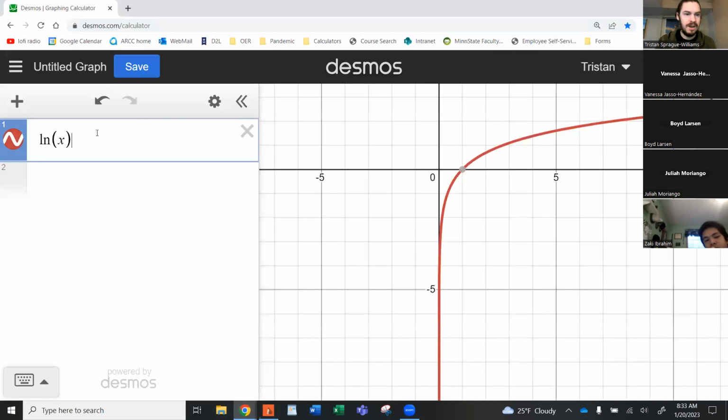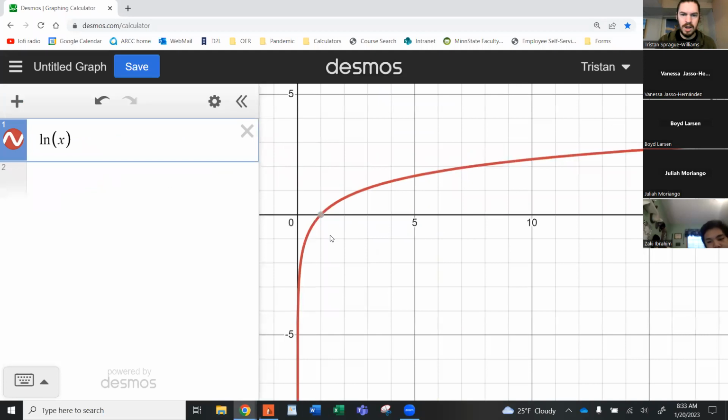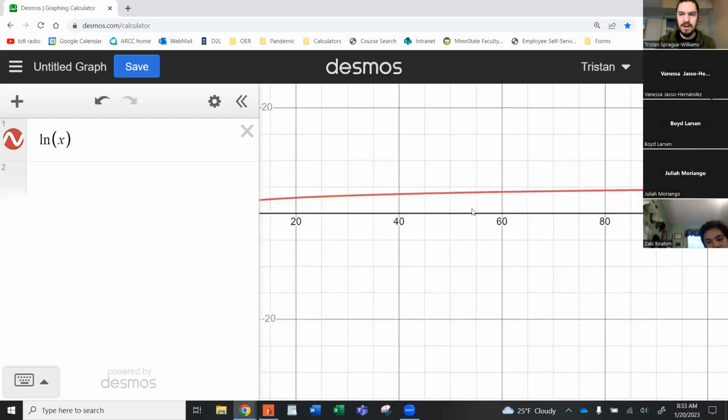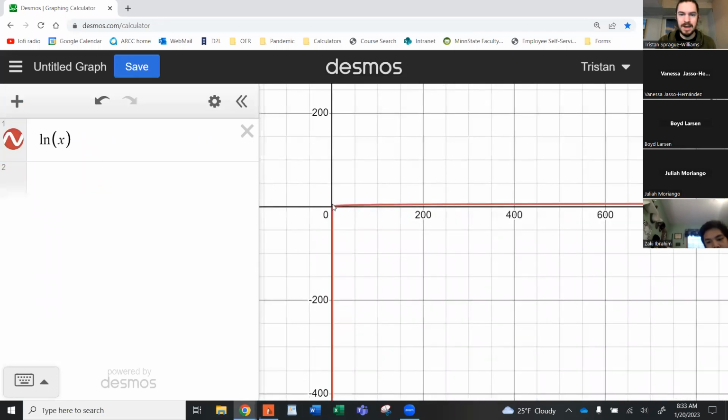Let's look at our graph again. Here's natural log of x. Here's the logarithm function. This is the natural logarithm, right? What do you think's happening here? What appears to be happening? It's a tricky one.